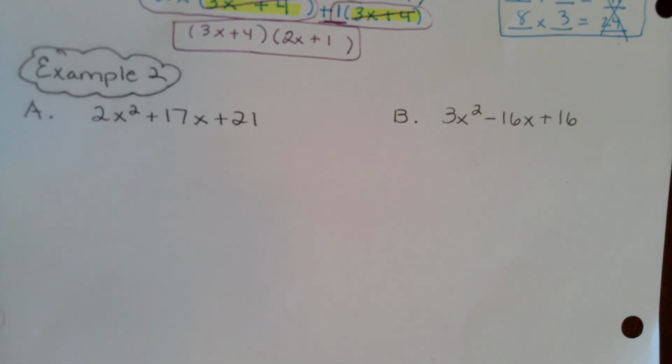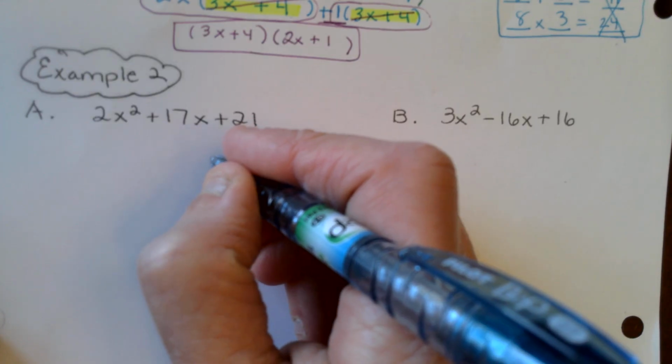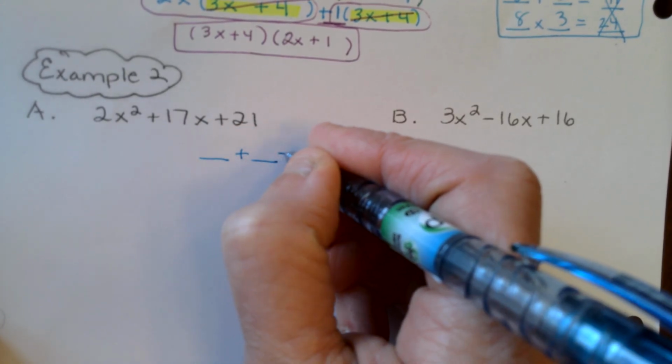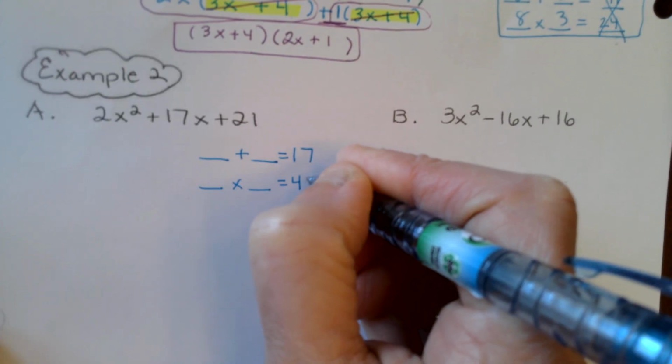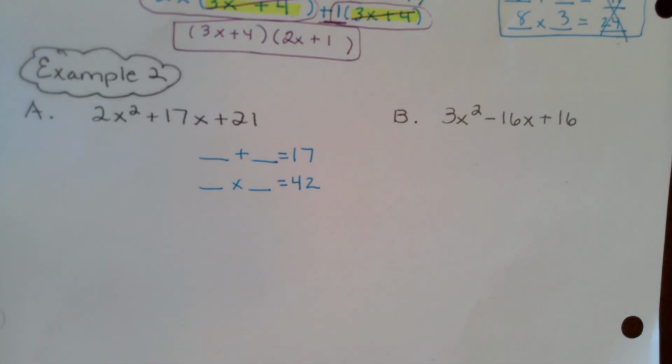So let's start with the box. So everyone, what plus what equals 17? What times what equals 42? Oh my goodness.